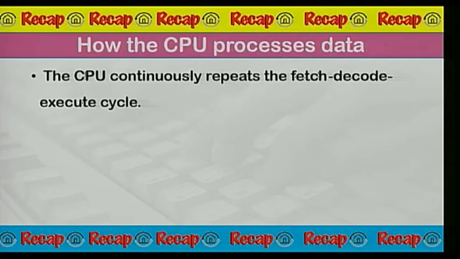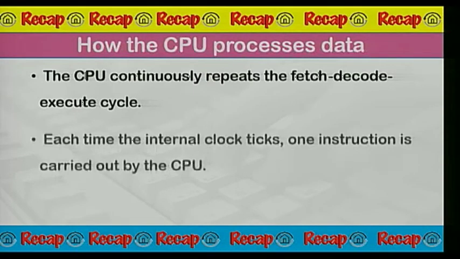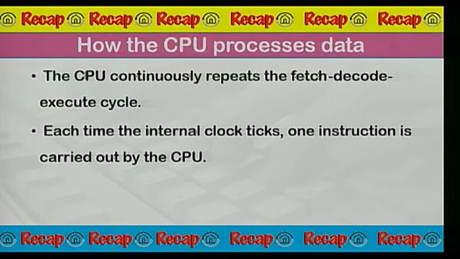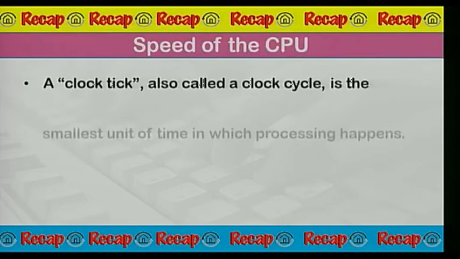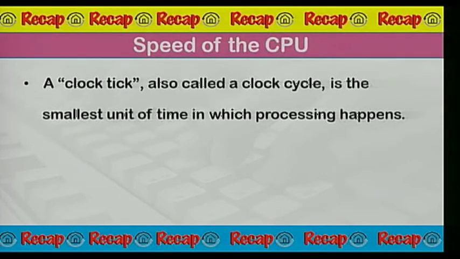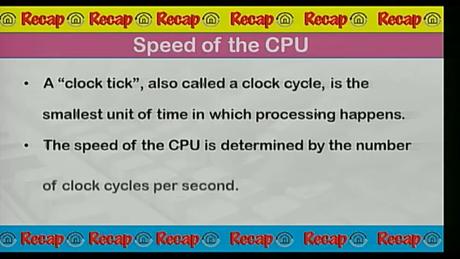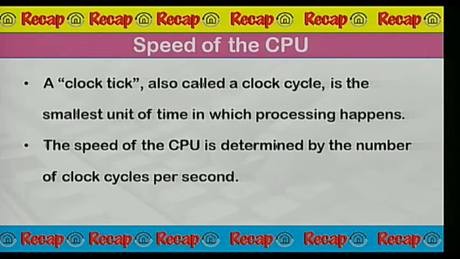The CPU continuously repeats the fetch, decode, execute cycle. Each time the internal clock ticks, one instruction is carried out by the CPU. A clock tick, also called a clock cycle, is the smallest unit of time in which processing happens. The speed of the CPU is determined by the number of clock cycles per second.